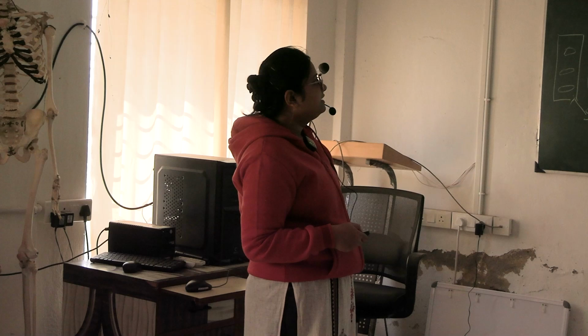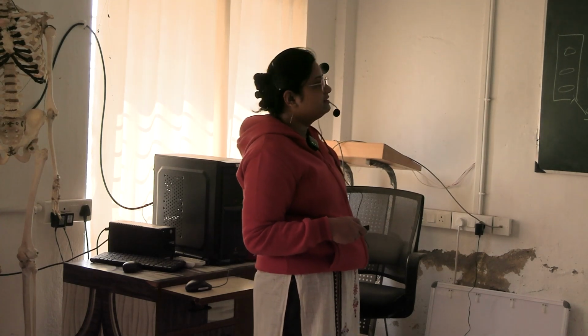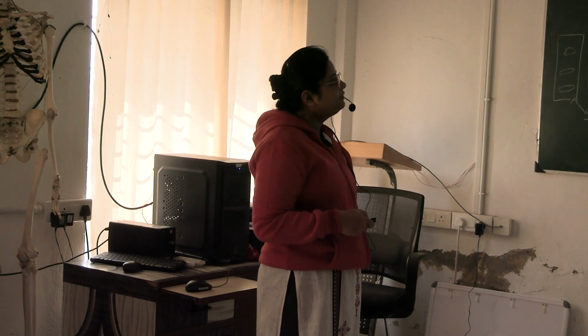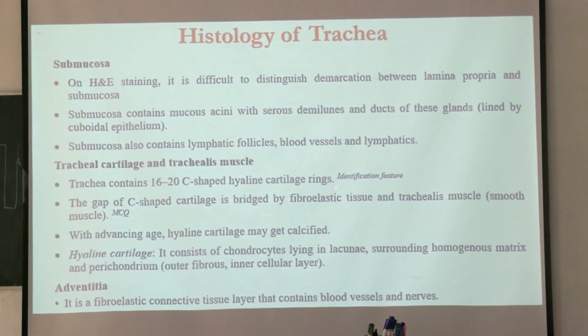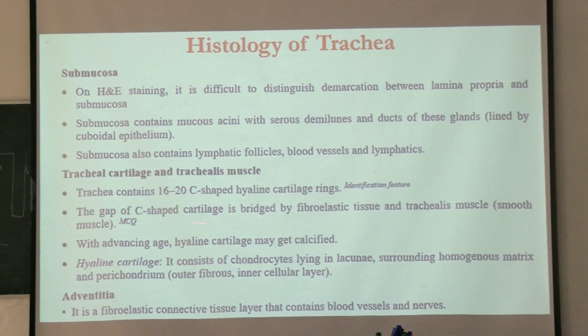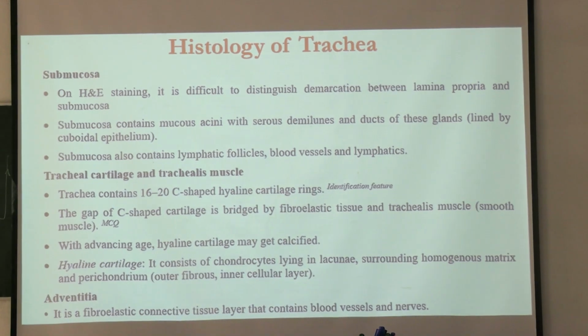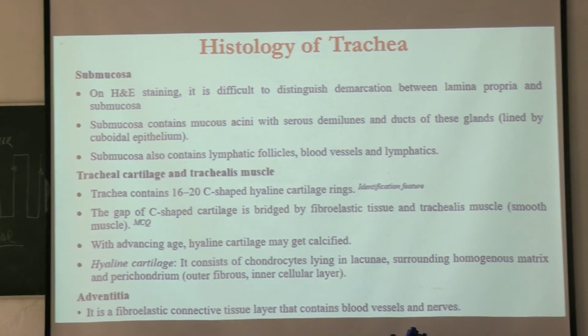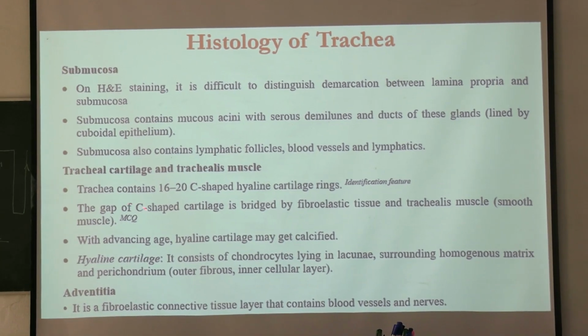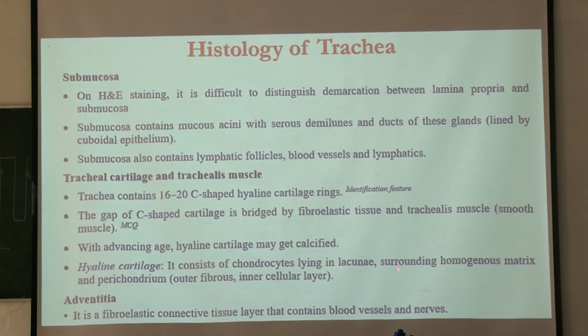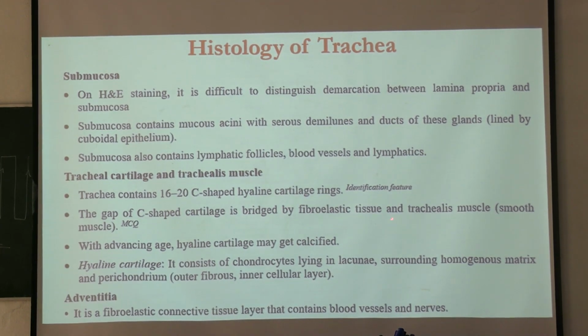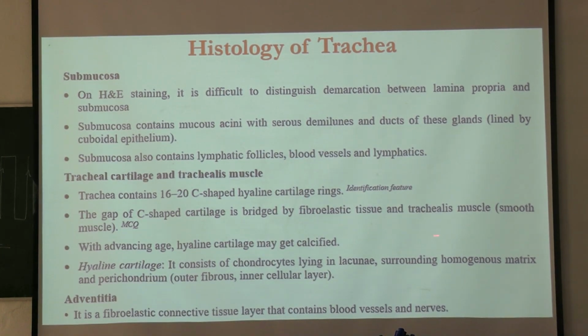Tracheal cartilage and trachealis muscle. Trachea contains about 16 to 20 C-shaped hyaline cartilage rings. This number is also sometimes asked in your Viva: how many cartilaginous rings are present in trachea? The gap of the C-shaped cartilage is bridged by fibroelastic tissue and trachealis muscle, that is a smooth muscle. With advancing age, hyaline cartilage may get calcified.